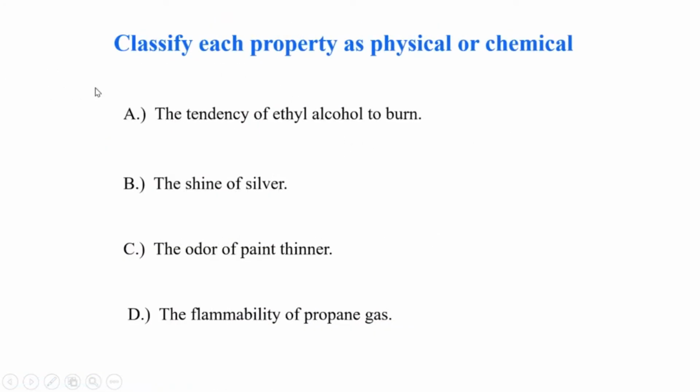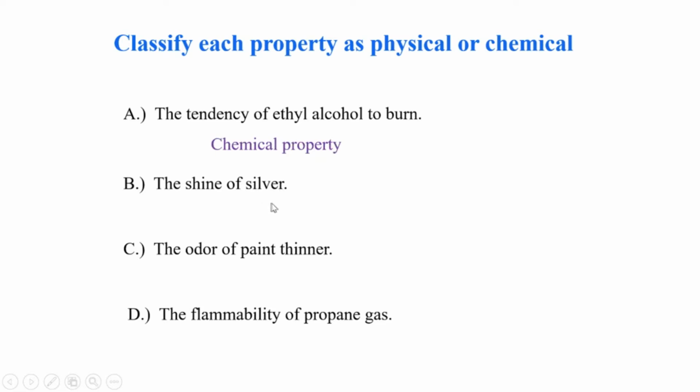Yeah, let's work on a few problems. Classify each property as a physical or chemical. A, the tendency of ethyl alcohol to burn. Burning, that's actually oxidation reaction. So therefore, that's a chemical property. So ethanol, after burning, you don't see any ethanol anymore. The identity is changed. So you will have CO2 and water.